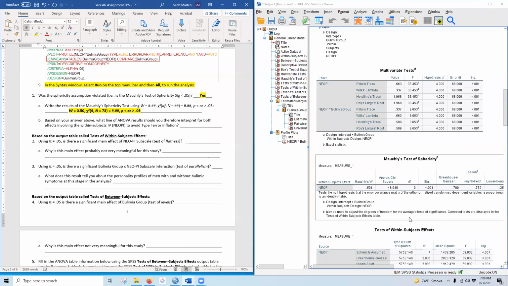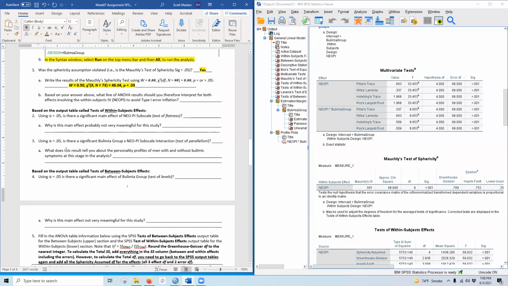Scooching back down to Mauchly's. Our actual chi-square value is here. It's 48.04. And is p less than 0.05? You bet it is. So that is Mauchly's. And you need that for your APA write-up.